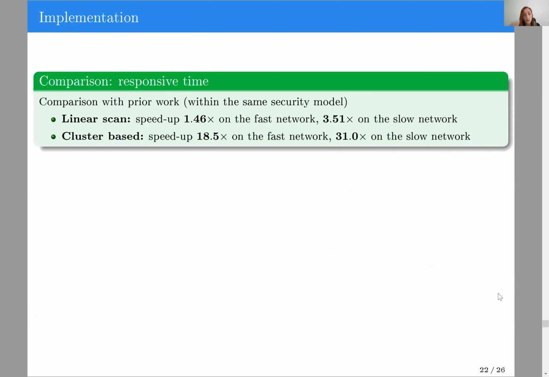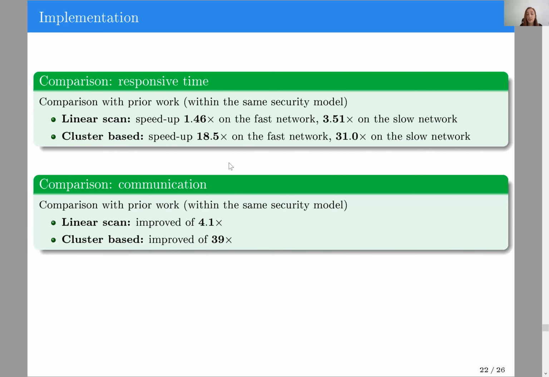So just to compare with the state of the art a little bit, we compare at least the linear scan for the exact computation with our approximate computation and also the cluster-based solution. So we observed that in terms of response times compared to prior work in the same security model, the linear scan is able to achieve a speedup of 1.6 times for the fast networks and 3.51 in the slow networks. And the cluster is able to achieve a speedup of between 18 and 31 times compared to the previous solutions.